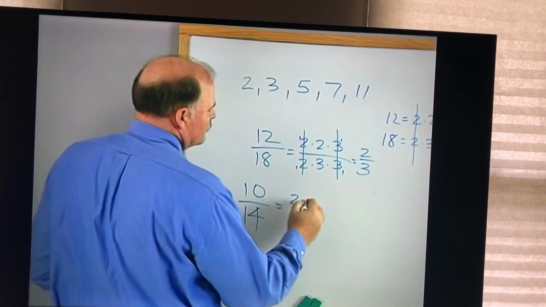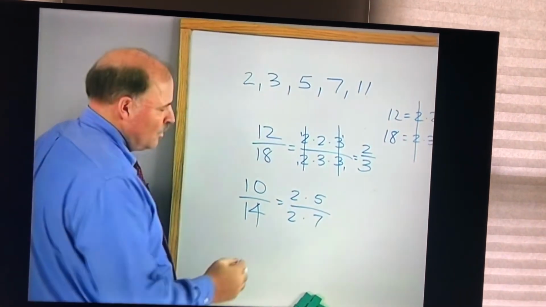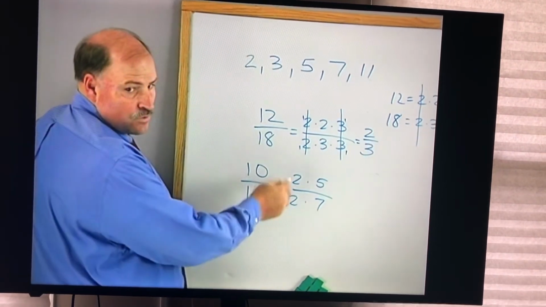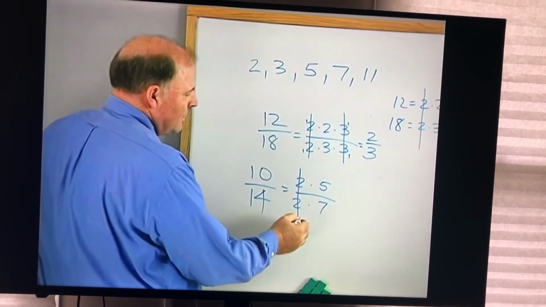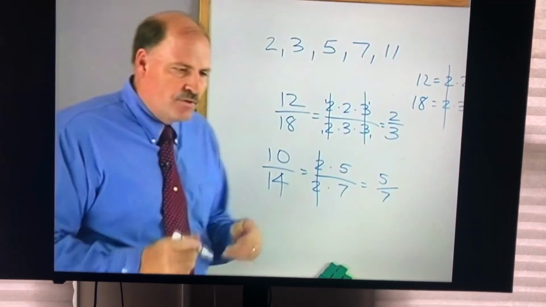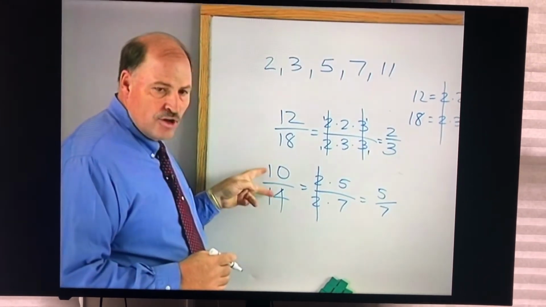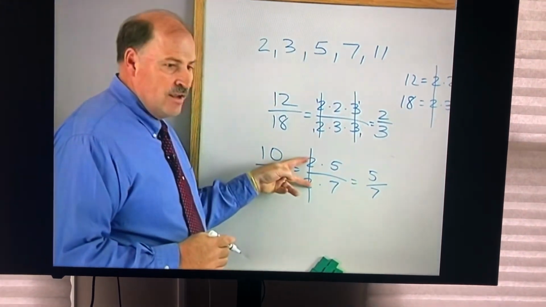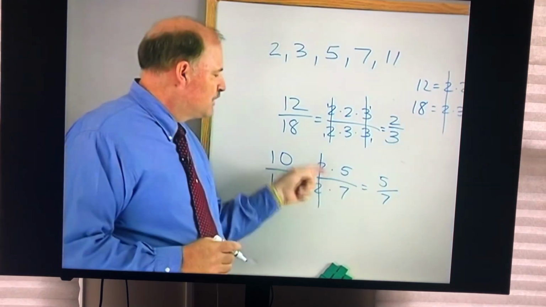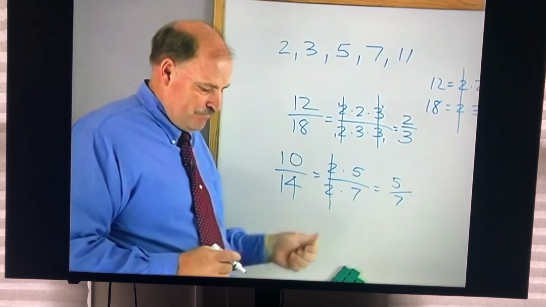So this is the same as 2 times 5. This is the same as 2 times 7. What's 2 divided by 2? 1. So the answer is 5/7. Okay? So you've got another method now for reducing fractions. Either look for the greatest common factor, or do prime factorization and divide numbers, numerator and denominator, the same. Okay.